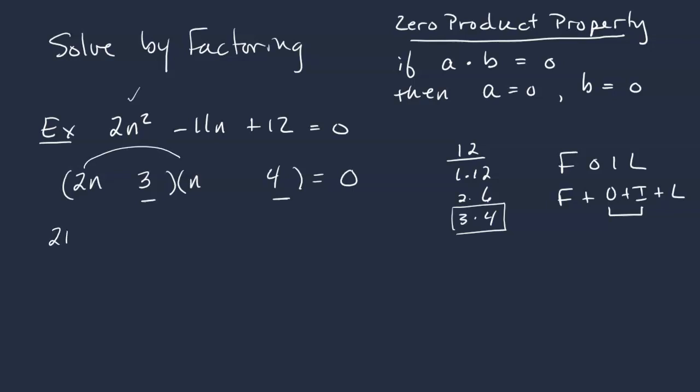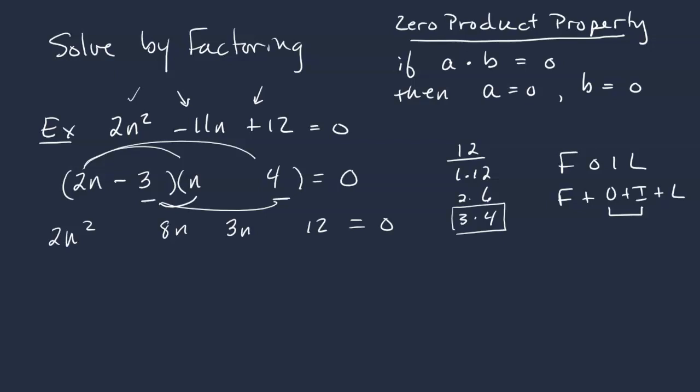2n times n is going to give us the 2n squared, but then 2 times 4 is 8, so we have an 8n there. 3 times n is 3n, so we have a 3n there. And then 3 times 4 at the end is 12. So now we just want to see, can we get a positive 12 and a negative 11 out of 8 and 3? And we see that we can, as long as they're both negative.